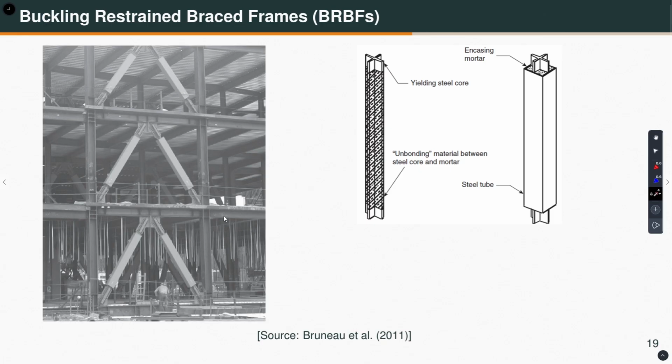And then this is the buckling restraint braced frame, which was developed much later compared to the other systems. In one of the previous lectures, I talked about the idea of buckling restraint braced frame, that is these braces are developed in such a manner that they yield in tension as well as in compression, they do not buckle. We put it within a steel tube and fill this with mortar, and there will be a gap between the steel core and the mortar.